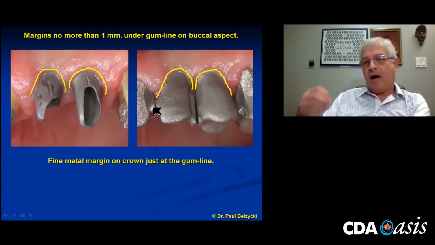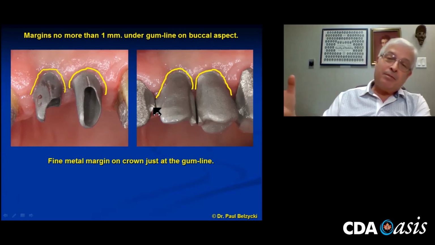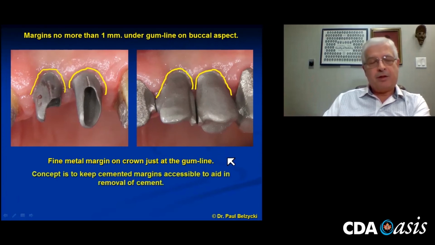So on my crown, that will be cemented in. And of course, I would love to go with just screw retain for retrievability, but sometimes you're forced to use cemented crowns. So I want a fine metal margin against the metal of the coping, of the abutment rather. So the concept is to keep cemented margins accessible to aid in removal of cement.